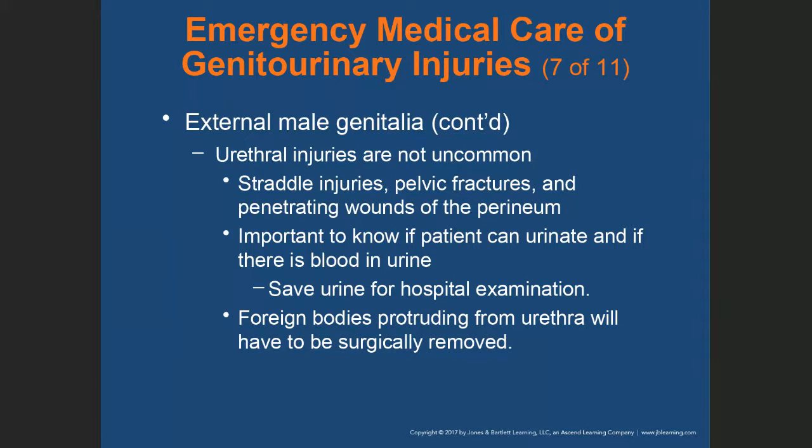Right, so urethral injuries are not uncommon, but you have to be considering straddle injuries, pelvic fracture, and remember, if a pelvic fracture is present, that is going to be a life-threatening injury. You also have to be considering lacerations or tearing at the perineum. The perineum is that area between the vaginal opening and the anus. If torn, it can bleed excessively.